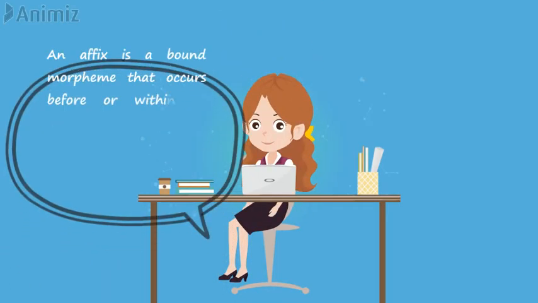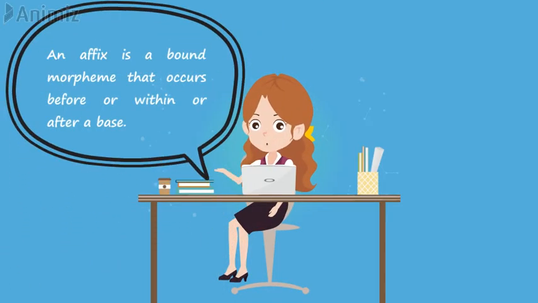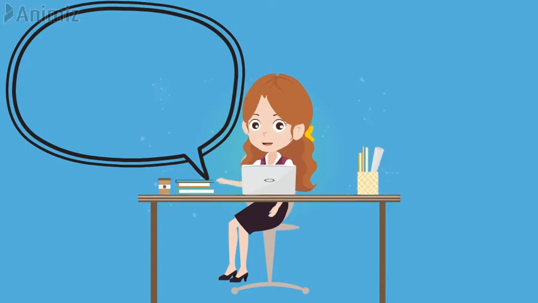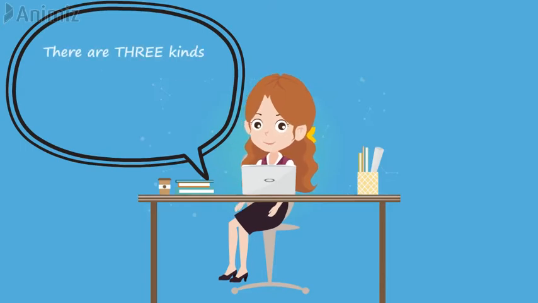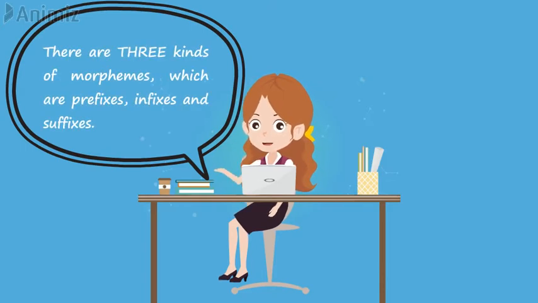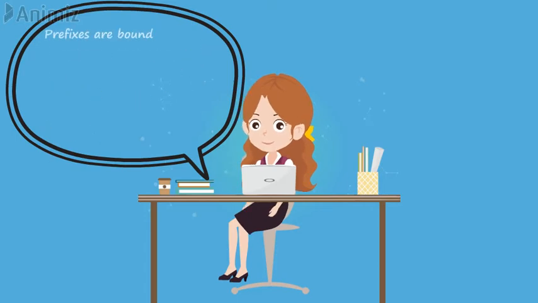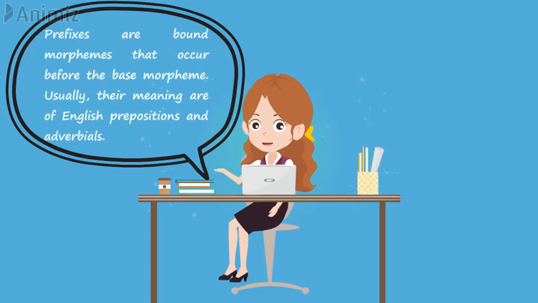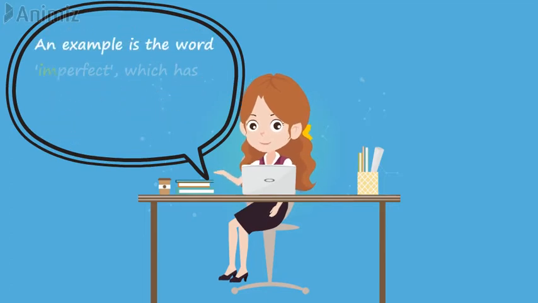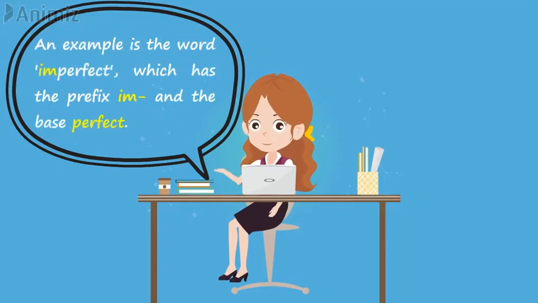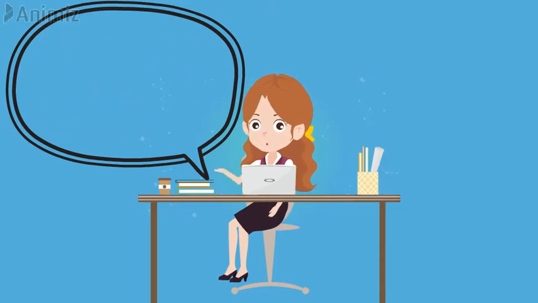An affix is a bound morpheme that occurs before or within or after a base. There are three kinds of affixes, which are prefixes, infixes and suffixes. Prefixes are bound morphemes that occur before the base morpheme. Usually, their meanings are of English prepositions and adverbials. An example is the word imperfect, which has the prefix im and the base perfect.